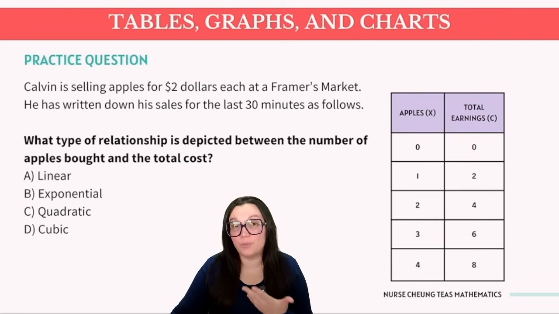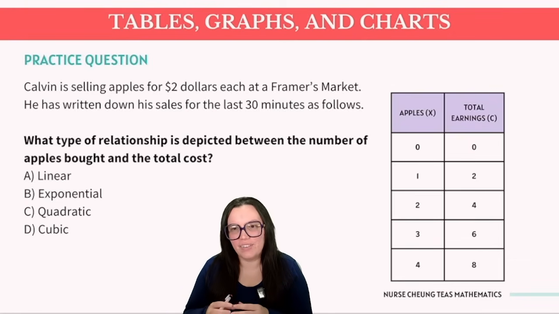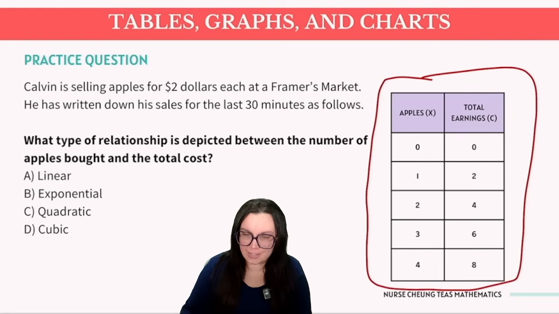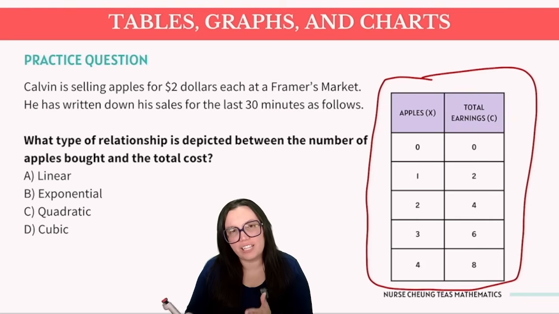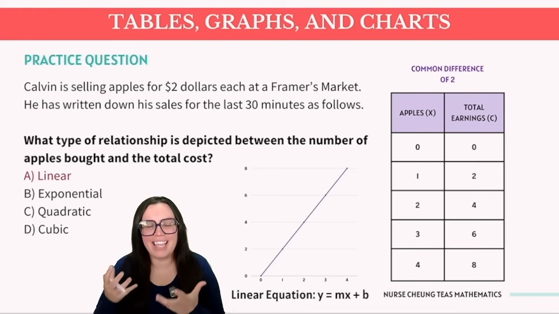Let's take a look at how this will be displayed on the ATI TEAS. Starting with our first practice question. Calvin is selling apples for $2 each at a farmer's market. He has written down his sales for the last 30 minutes as follows. And as you can see over here on the right-hand side of our screen, these are our data points. What type of relationship is depicted between the number of apples bought and the total cost? Is it A, linear, B, exponential, C, quadratic, or D, cubic? And the correct answer is A, linear.